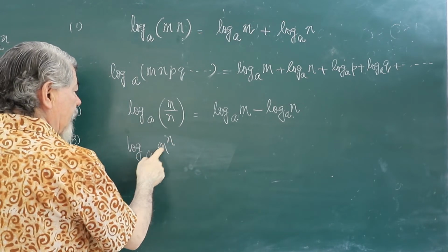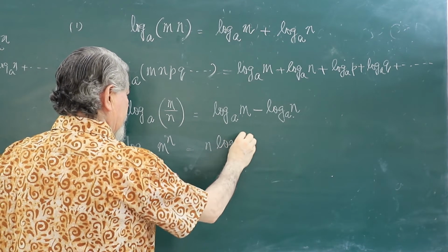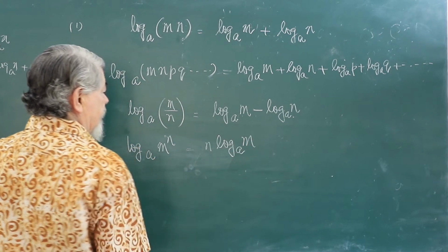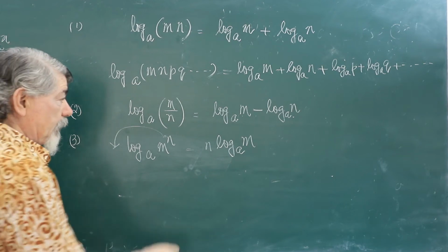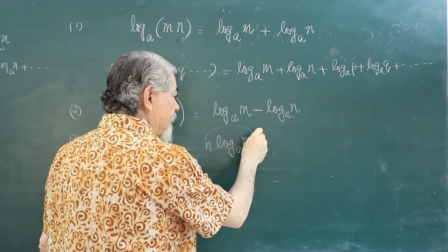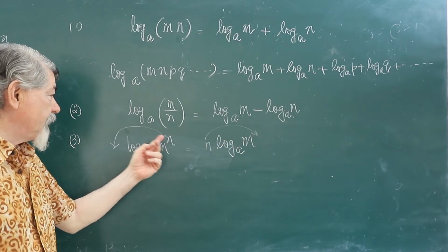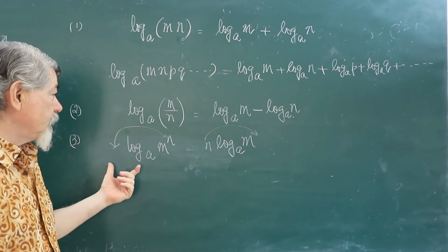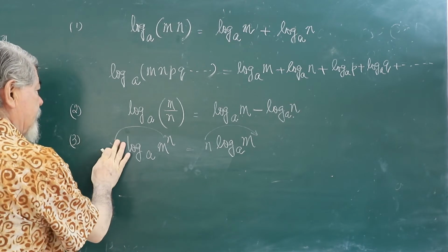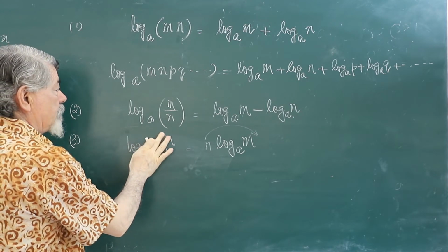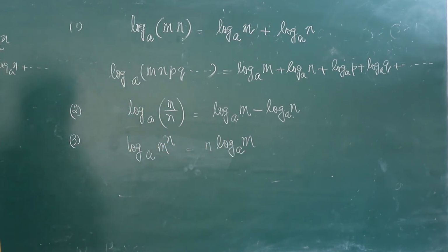Log m to the power n to the base a will be equal to n log m to the base a. This power comes in the beginning. All the power from here can be taken here. That's the same thing. Like if I take this power, I'll get this. If I bring this power here, I'll get this. So in the power law, the power is brought in the beginning as a multiple. This is the power law.